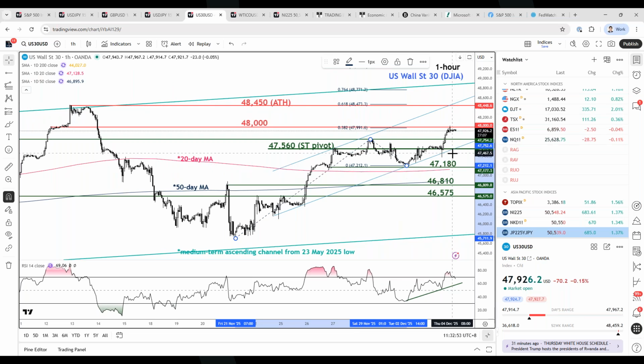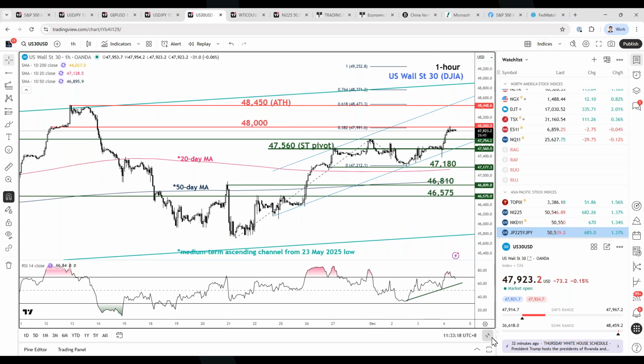However, a bearish breakdown below 47,560 will negate today's bullish bias view to see a deeper corrective move towards 47,180 again. That was yesterday's pivotal support area, which is also confluence with the 20-day moving average. Only a breakdown below 47,180 may see a deeper corrective pullback towards 46,810 / 46,575, which confluence with the rising 20-day moving average.